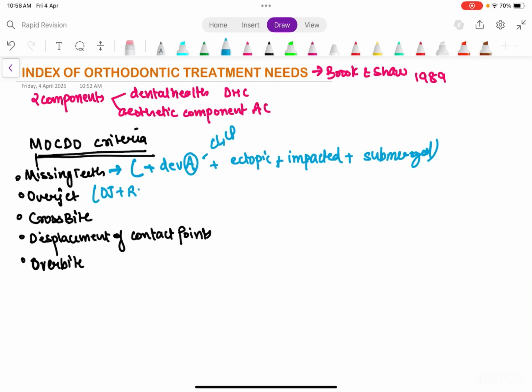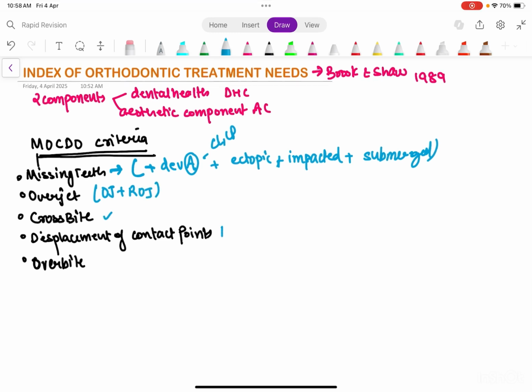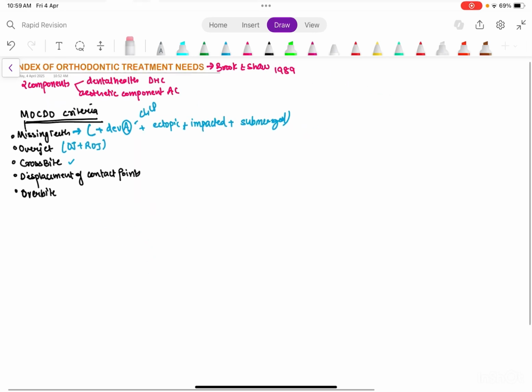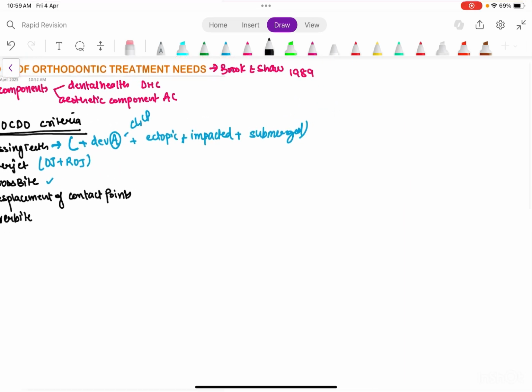In overjet we will talk about overjet plus reverse overjet, crossbite, then displacement of contact points. This is the displacement from ICP to RCP, the intercuspal position to the retruded contact position, then overbite. So this is about the MOCDO criteria. Now let's go through the components. First I'll tell you how to remember the dental health component, then we'll talk about the aesthetic component, and then the final scoring.